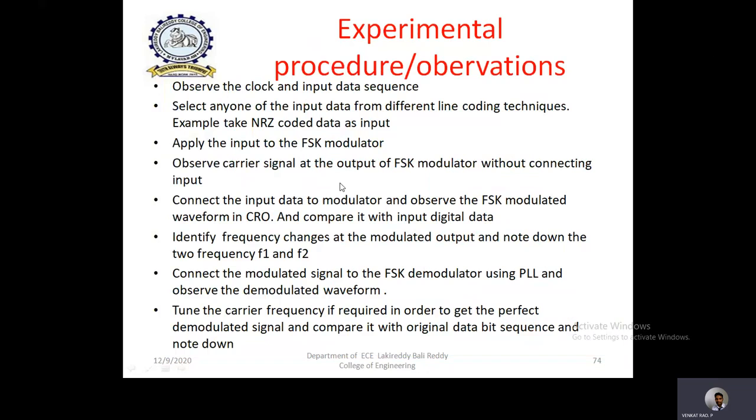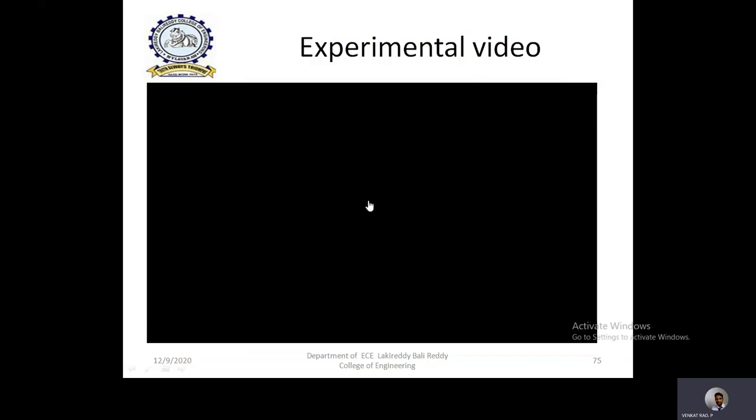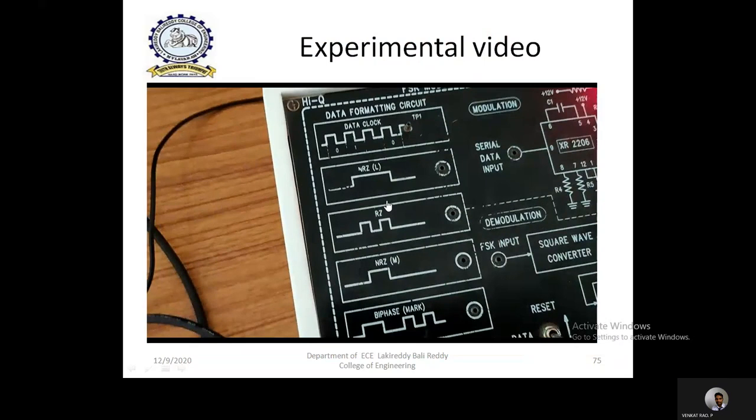These are the different kits, and this is the procedure which is already explained. So here I am directly going to the experimental video. All of you observe what I explained and what I am doing now. Keep in mind that for all this digital communication lab, I am using the experimental video and explaining in play and pause mode. That means I pause the video and explain, and then I play the video.